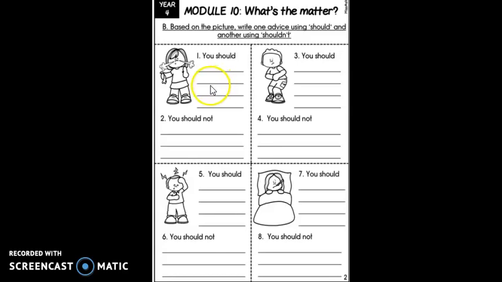Boleh je. Okay? So, you should not. Should not ni, dia punya singkatan shouldn't lah. Shouldn't is the short form, but the long form is should not. So, you should not what? You should not play with your friends, for example, if you want to say that.